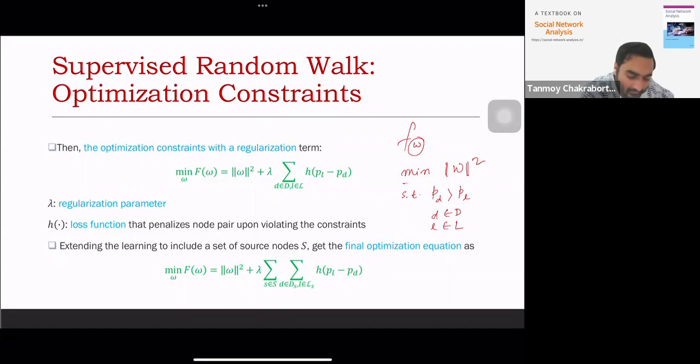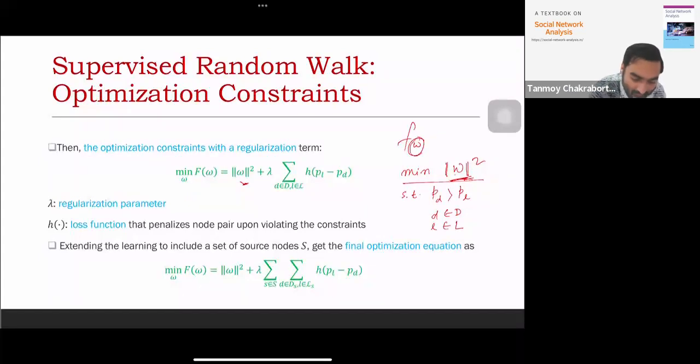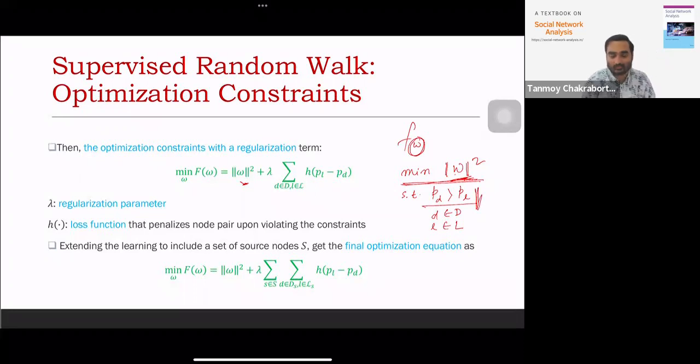Why am I minimizing? I am minimizing the weights, the weights that we want to learn. Why am I not maximizing? If we maximize it, then it will overflow. Remember, w is the parameter of the function f. So I try to minimize such that this constraint is satisfied. Now, this is a very hard constraint. For every pair of positive and negative nodes, I can't ensure that this will happen every time.